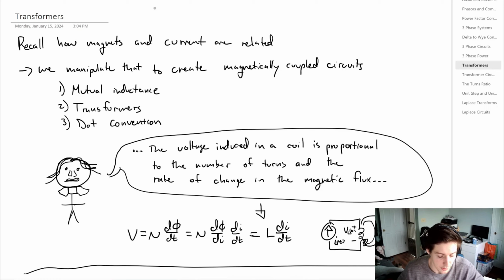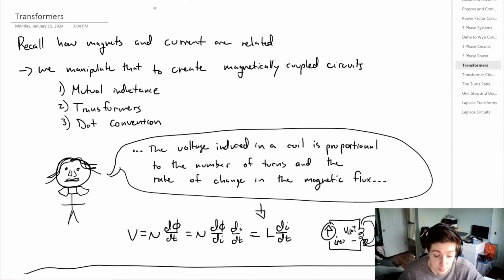New video, new topic. And this is going to be transformers, which we haven't really talked about before in any of these courses, so we need some introduction. And for that we can go into the Intro to Electrical Engineering playlist, link in the description, and we manipulate that relationship between magnetic fields and currents to create magnetically coupled circuits. So we're going to be looking at mutual inductance, transformers, what they are, how they work, symbolic notations. Then we're going to look at the dot convention.